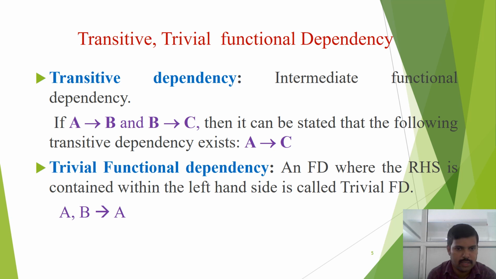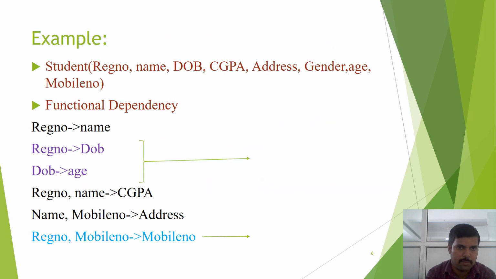Then we'll move on to trivial functional dependency. A functional dependency where the right hand side is contained within the left hand side is called a trivial dependency. That is, if the determinant is available on the right hand side of a functional dependency, it is said to be a trivial functional dependency. Let us go with the example again.